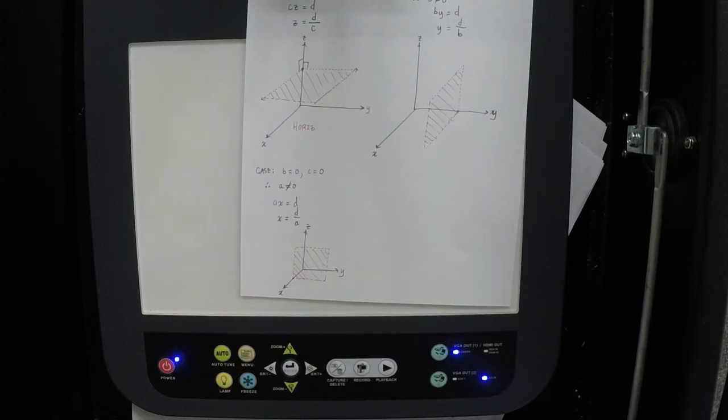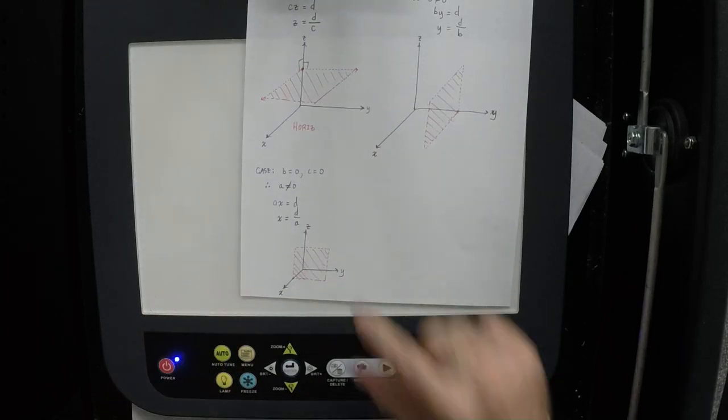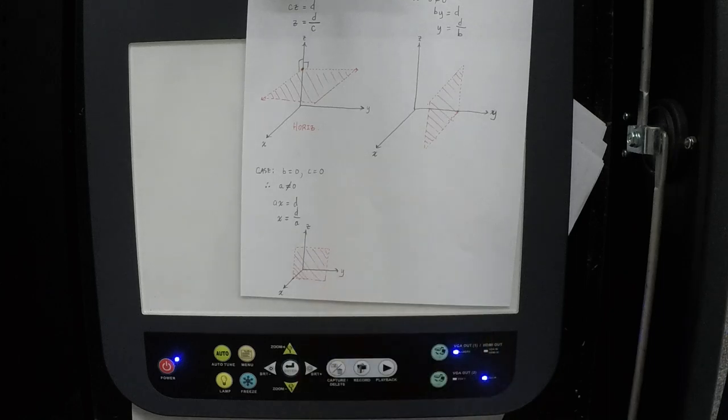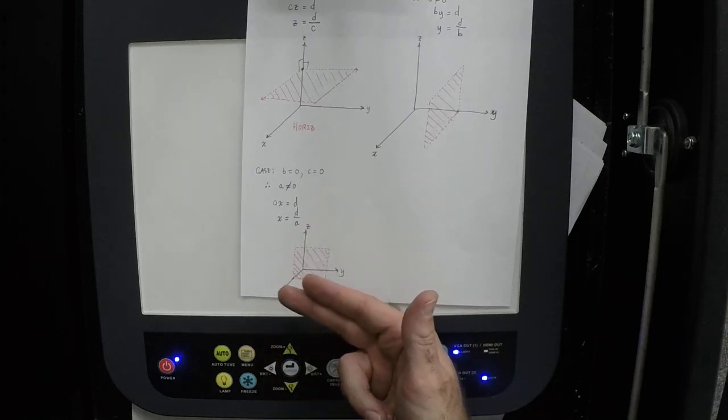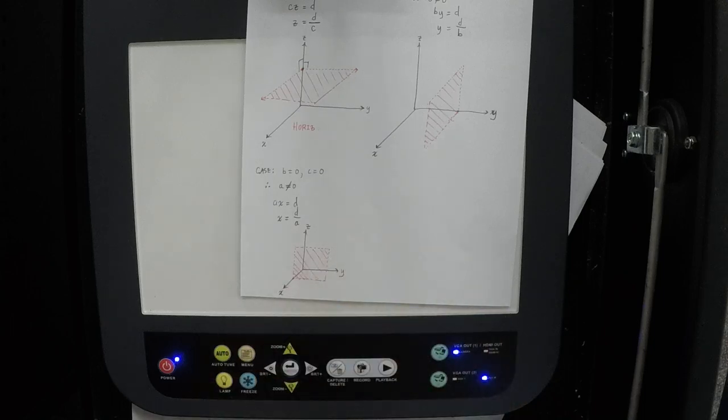Everything in front of the plane, if this were, say, x equal to 10, everything in front of the plane would have x values more than 10, and everything behind the plane, x values less than 10. Any question about this? So these are all the simple cases, I guess.